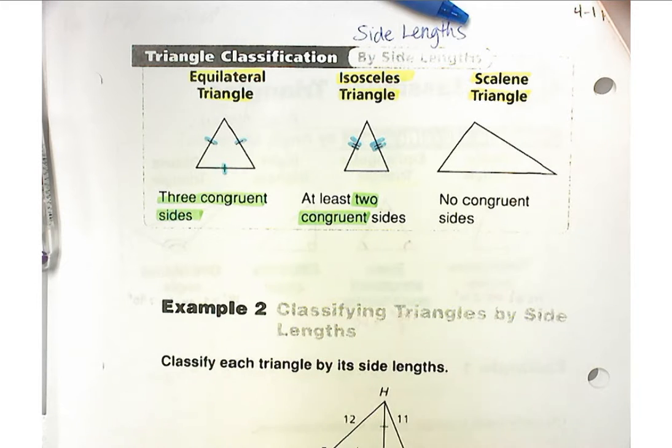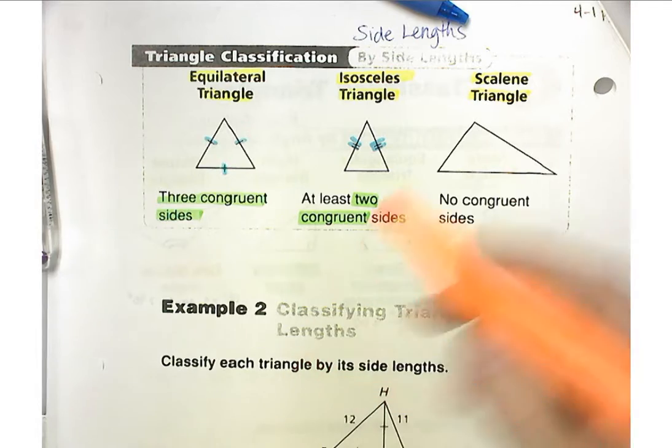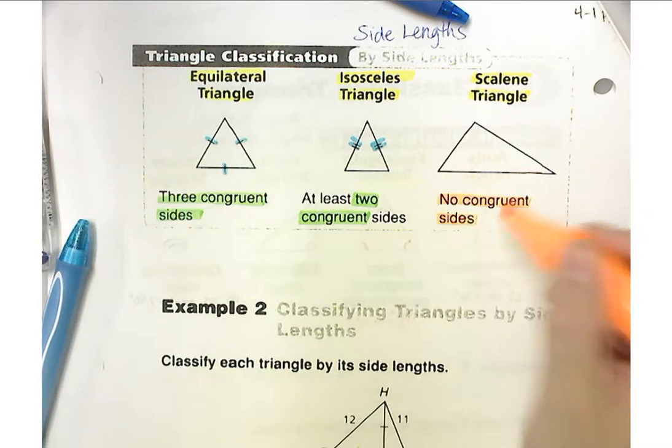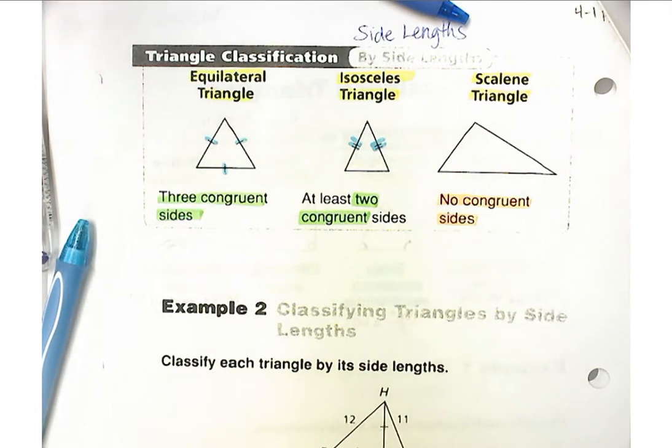Right, okay, so none of the sides are congruent. So no congruent sides. You won't see any marks there, or you could be given the side lengths and all the side lengths would be different.